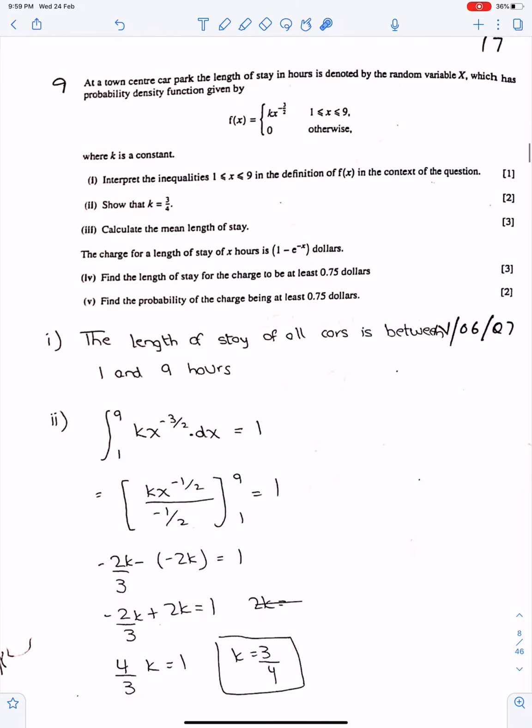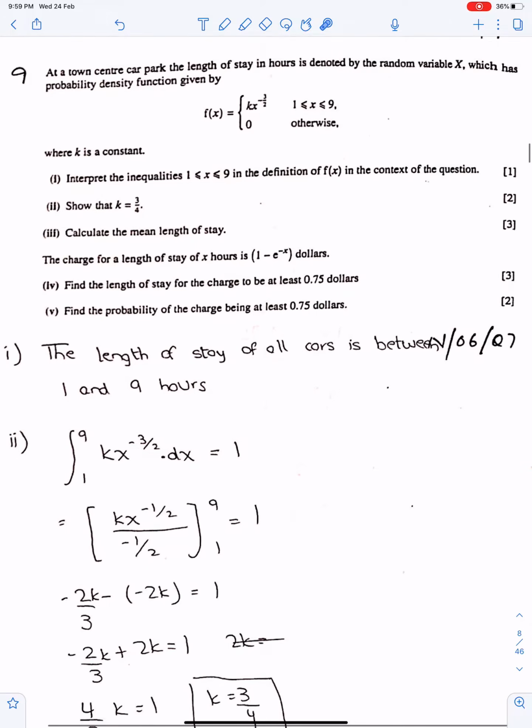Question number 9, the next question. At a town center car park, the length of stay in hours is denoted by the random variable x, which has a probability density function. Number 1, interpret the inequalities 1 to 9 in the definition of f of x in the context of the question. In order to answer this part, you should understand this thing.